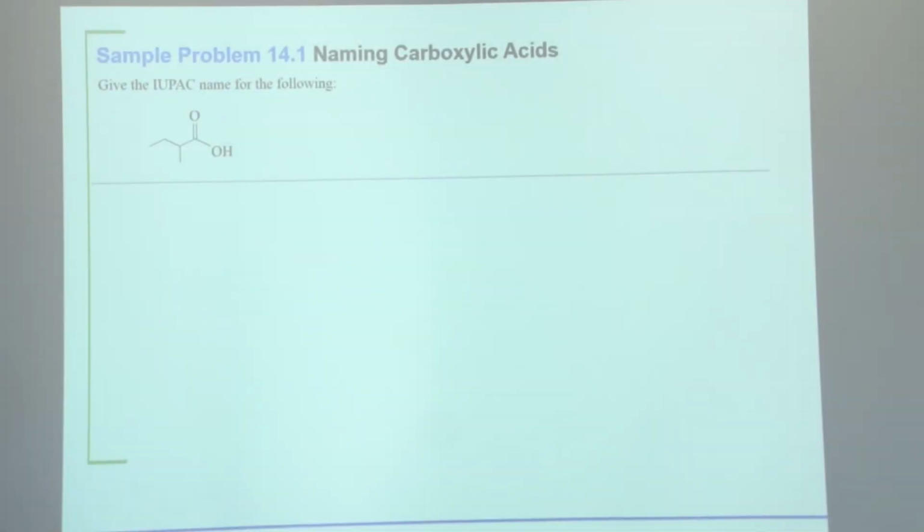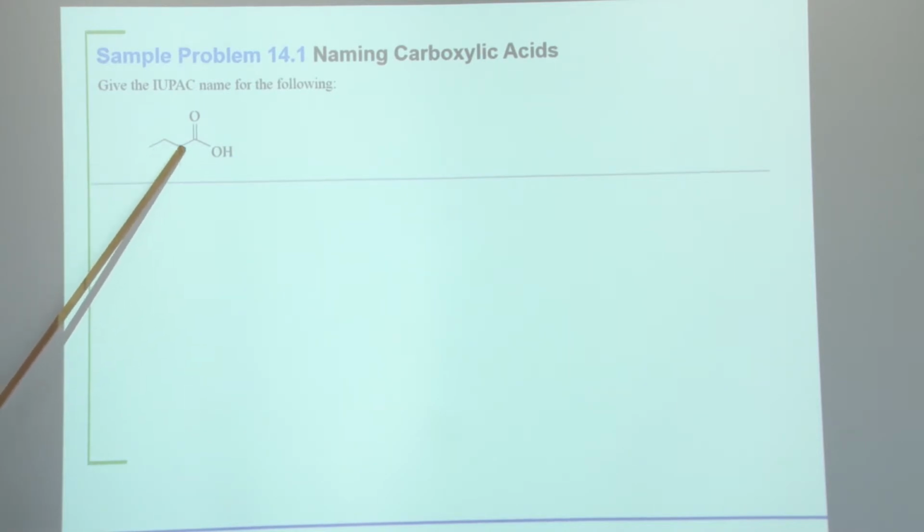So these are some worked out problems. So let's start with carboxylic acids. Give the IUPAC name. So we know that we are naming carboxylic acids. If we did not know what this molecule was, we would be looking at this functional group, C double bond O, OH, and then say, okay, I'm looking at a carboxylic functional group. So this is a carboxylic acid.